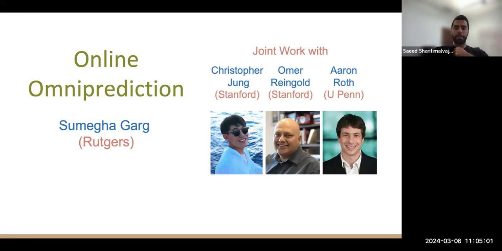Today we are very excited to have Sumegha Garg speak in our seminar. Sumegha is currently an assistant professor in the CS department at Rutgers University. Before that, she had two postdoc positions, one at Stanford CS and another one at Harvard's Theory of Computation group. She got her PhD in computer science at Princeton University, advised by Mark Braverman. And Sumegha uses computational complexity theory to answer questions in applied areas such as learning and data streaming. In particular, she's interested in memory lower bounds and theory of fair predictions. And today, she will tell us about online omni prediction.